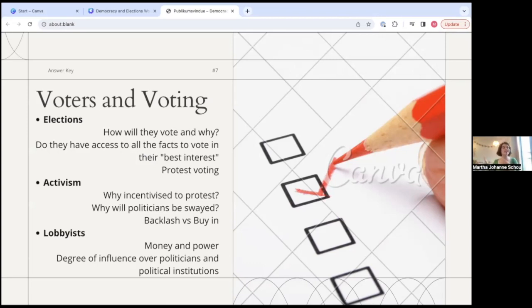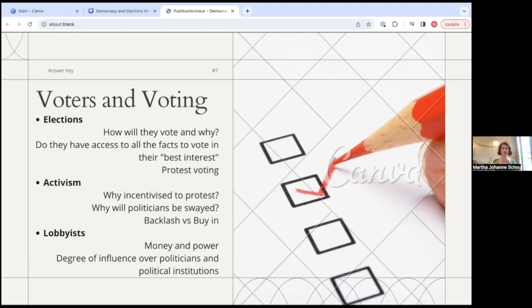Also, why will this yelling sway the politicians? That's again when you go back to the incentives that politicians have: ideological, self-preservation, job security, etc., and talk about how this is likely to change their behavior. And then there's also a question of backlash versus buy-in. I could do a whole lecture on political activism. I'm sure you can find all the stuff like that on YouTube.